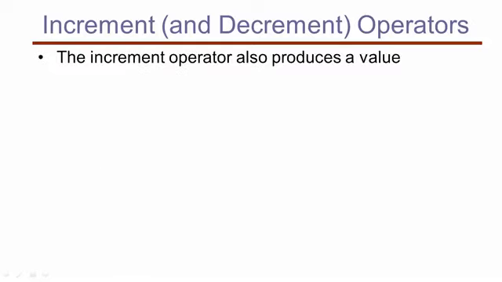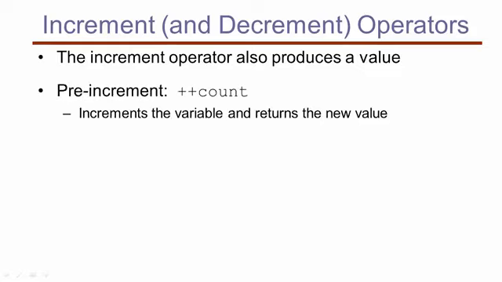But before we move on, let's talk a bit more about the increment and decrement operators. Besides incrementing or decrementing a variable, these operators also return a value. In the case of pre-increment, where the plus plus operator precedes the variable being incremented, not only is the variable incremented, but the new value is returned as the result of the expression.